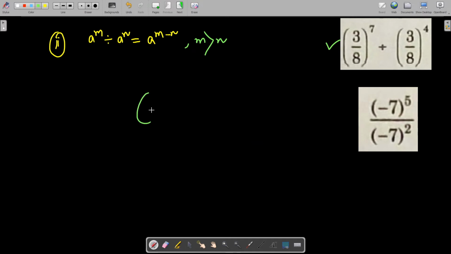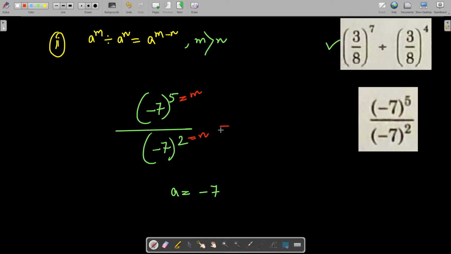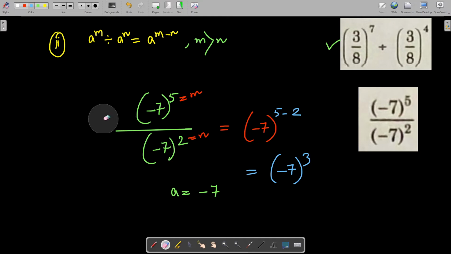It's given (minus 7) to the power 5 divided by (minus 7) square. What's the a in this case? The a is negative 7. What's the m? Let me use a different color. So m is 5, n is 2. So what will be the answer? It will be (minus 7) to the power m minus n. So that's 5 minus 2. So it will be (minus 7) to the power 3. I hope you understood this question. Let's move to the next law.